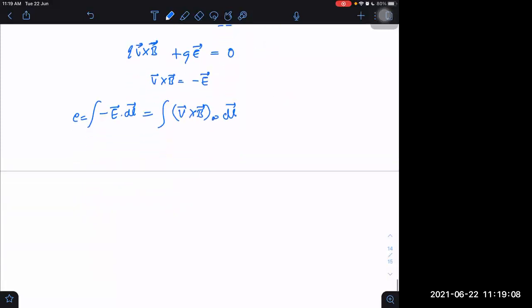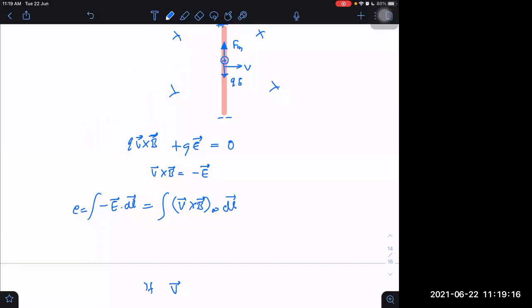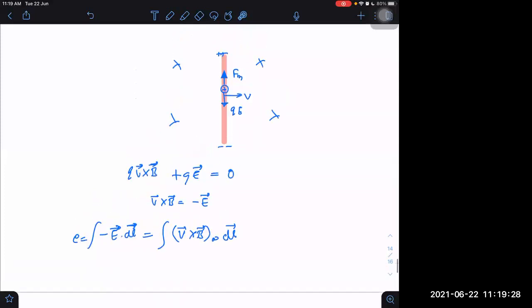But I can say one thing in general. The direction of dl bar will be in the direction of motion of positive charge, nothing but current. V cross B dot dl. Wait a second, let me think. E dot dl will be in the downward direction and V cross B dot dl will be in the upward direction, right? This is the dl direction, the direction of motion of positive charge, because it is the direction in which the force acts on the positive charge. Right.